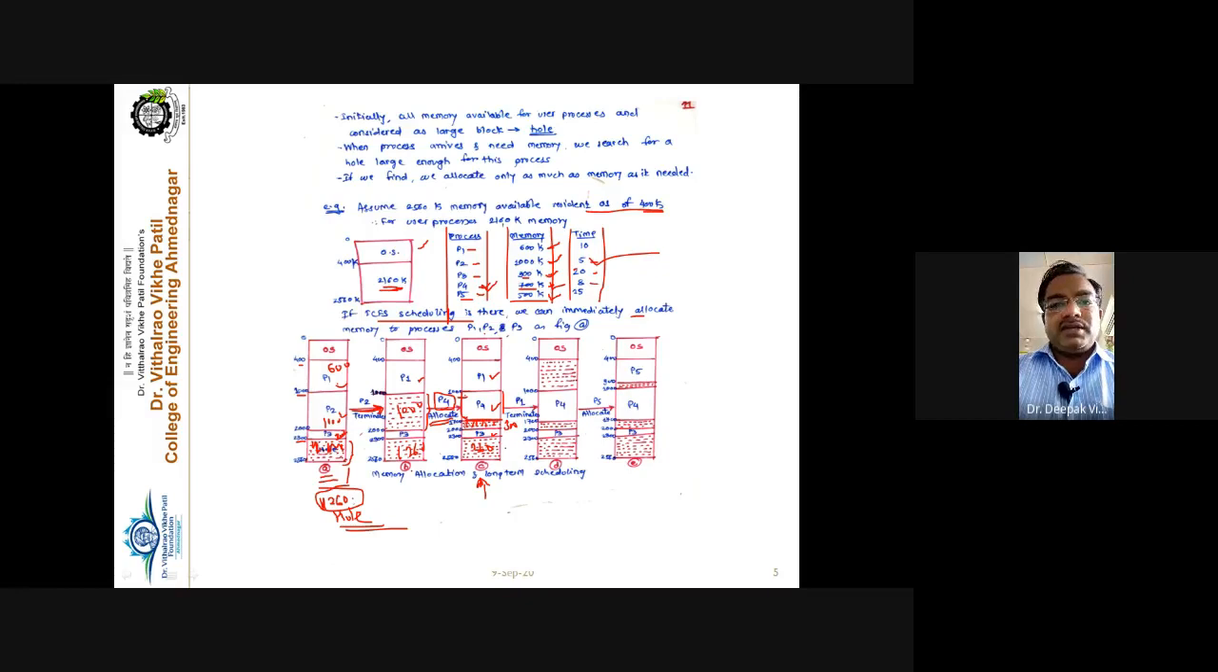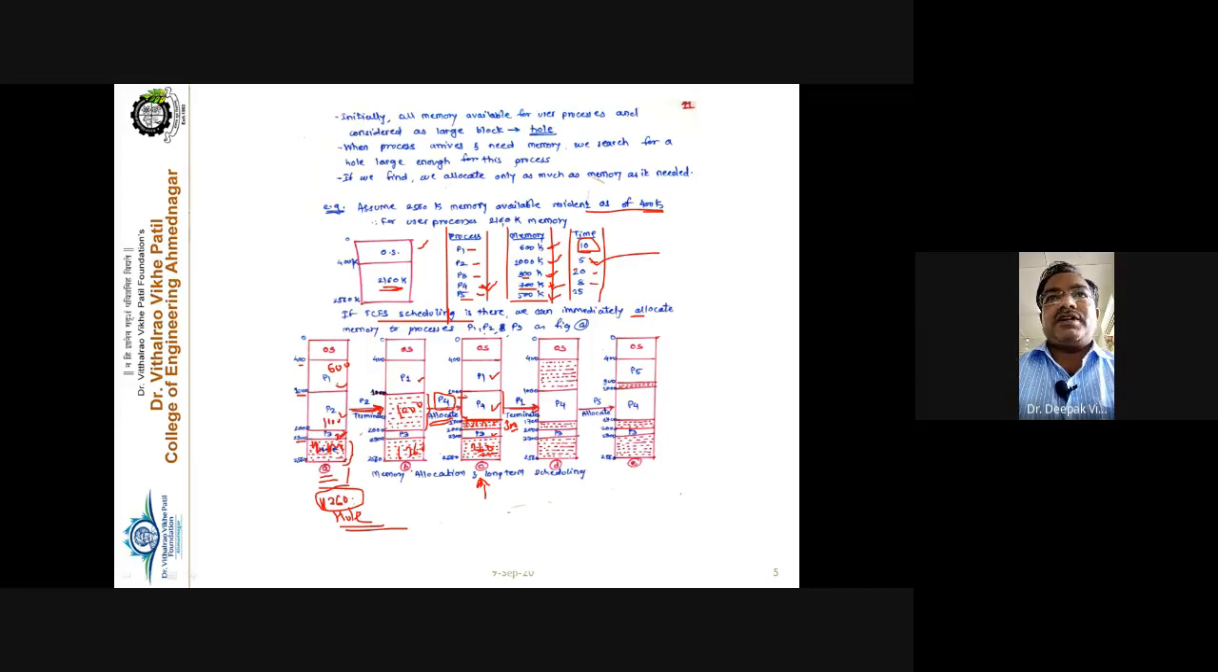And the free memory is available in two holes. One hole is of size 300K and the second hole is of size 260K. Getting this point? Now again, after some time, after 10 milliseconds, the P1 process terminates, because now the 10 milliseconds completes. So P1 terminates after 10 milliseconds of execution time.